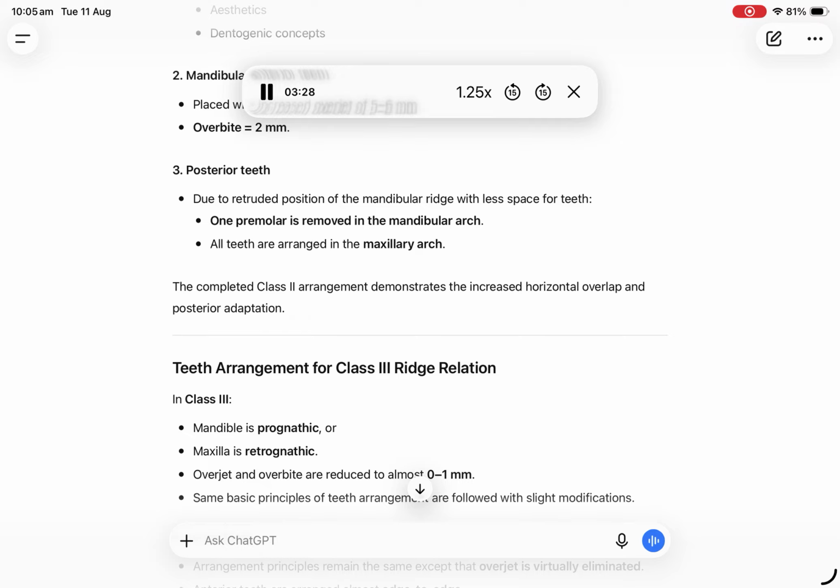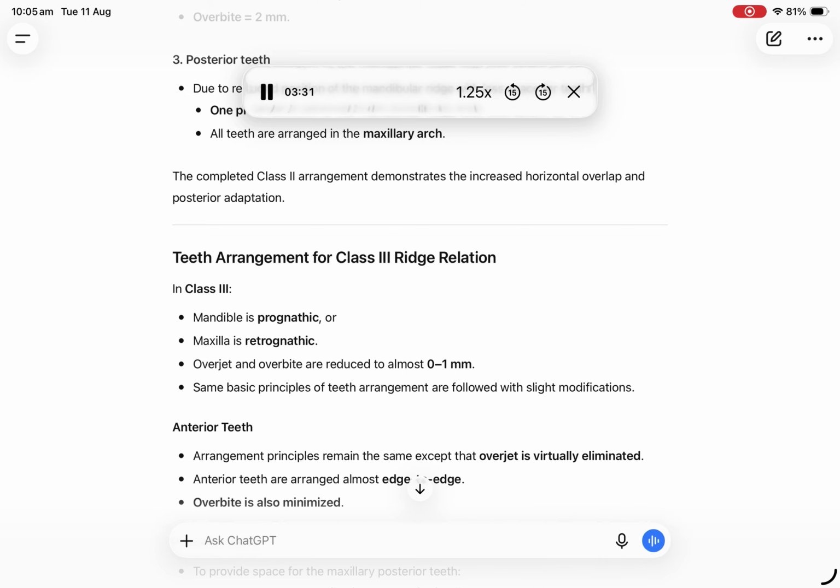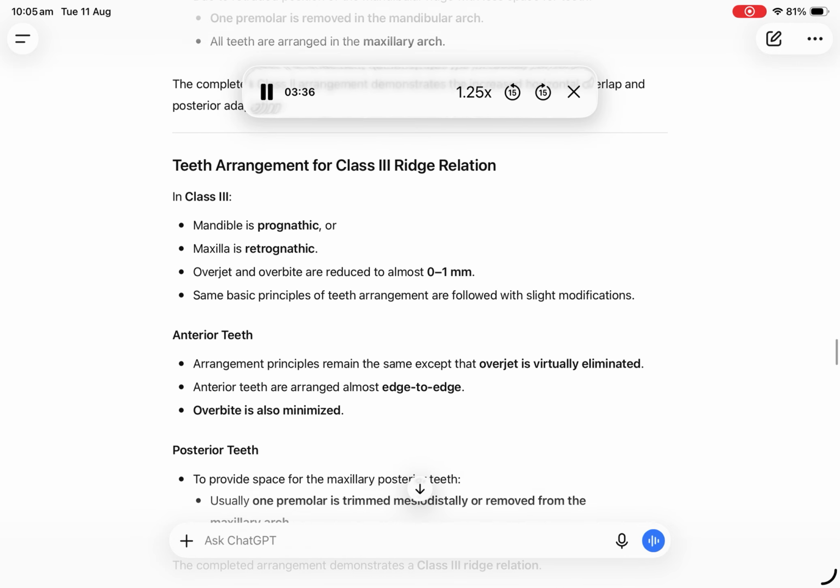Now, teeth arrangement for Class 3 ridge relation. In Class 3, mandible is prognathic, or maxilla is retrognathic. Overjet and overbite are reduced to almost 0.1 mm. Same basic principles of teeth arrangement are followed with slight modifications.